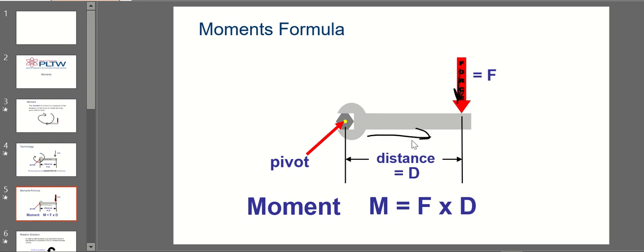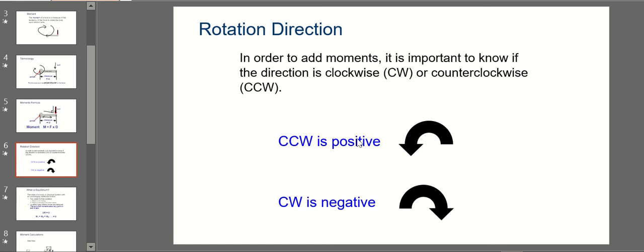times my distance. The distance has to be perpendicular, at a right angle. Okay, that's really important. It has to be perpendicular to the distance. You'll see it here. So, two kinds of moments, clockwise and counterclockwise. Counterclockwise is positive, clockwise is negative. It's just the way it is.